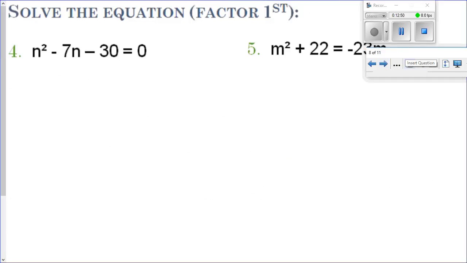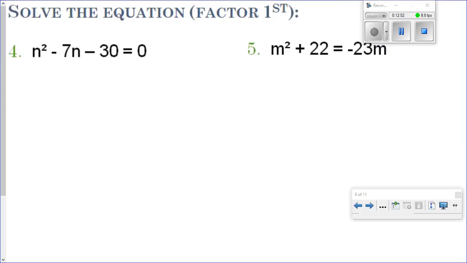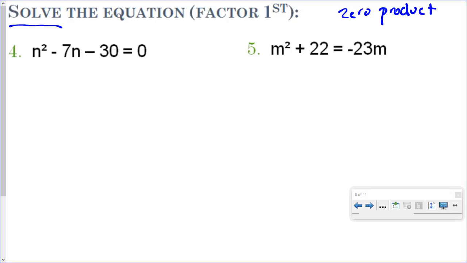All right, our next example is going to be something kind of interesting here. They want me to solve the equation, and that means I'm going to have to use the zero product property. Okay, don't forget about the zero product. That means I'm going to factor all of this.